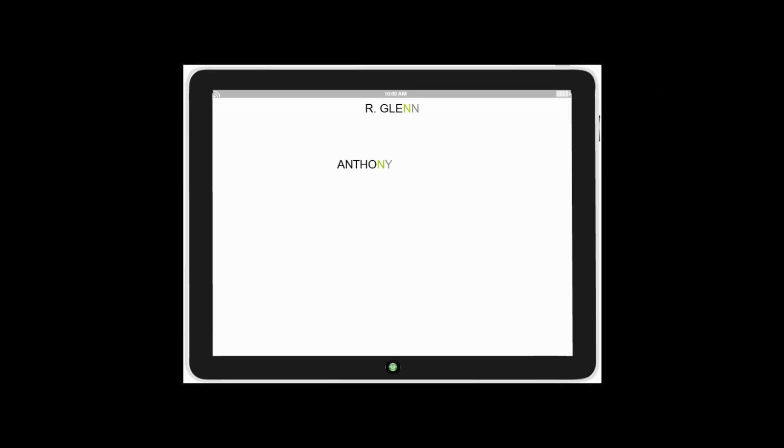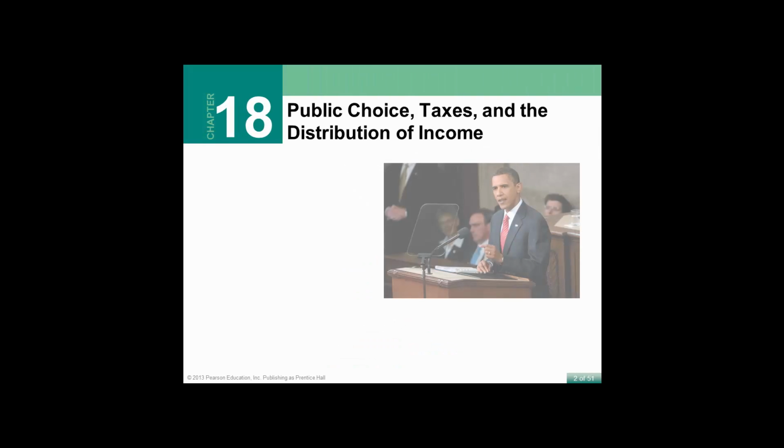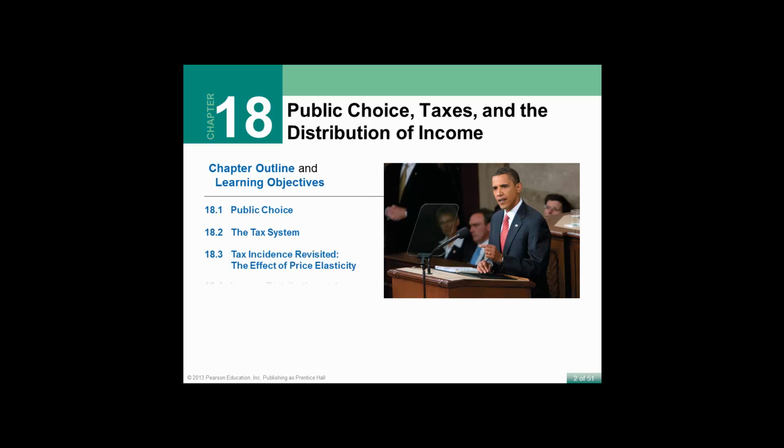This is Chapter 18, Public Choice, Taxes, and the Distribution of Income. We're going to talk about public choice, the tax system, tax incidence revisited. We're not going to do too much with that. And then income distribution and poverty.